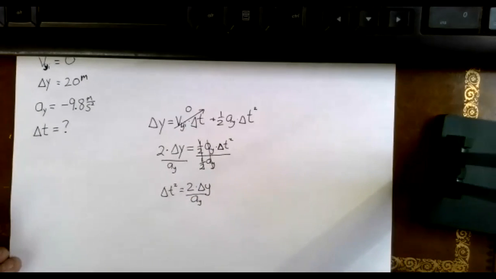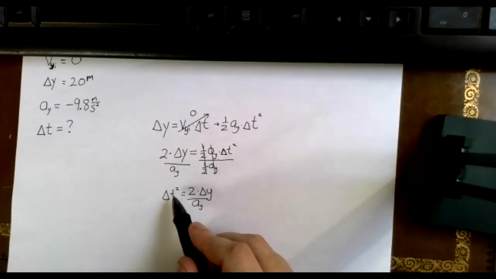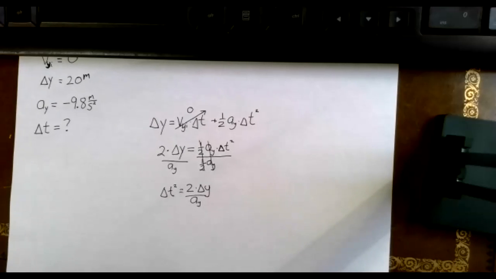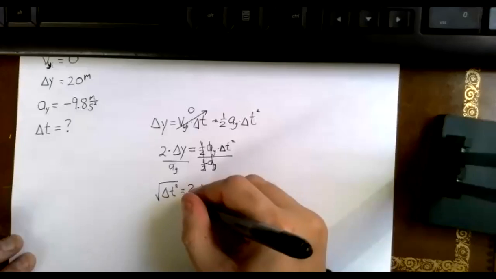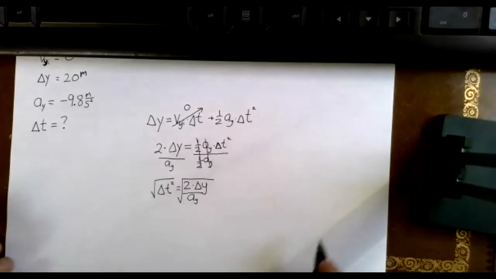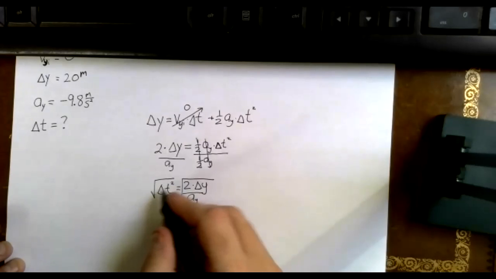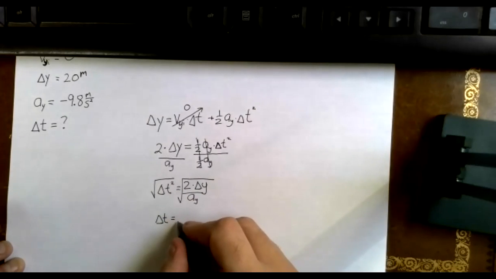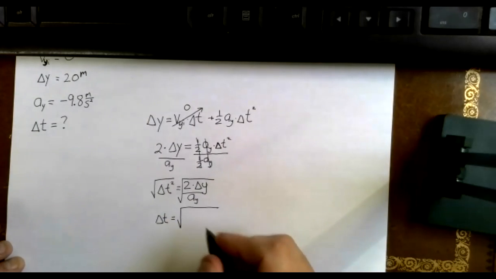And one last thing I need to do, remember, I'm not looking for delta t squared, I'm just looking for delta t. So what should I do to both sides of this equation so that I just have my time? We need to take the root of both sides. Yeah, exactly. The square root of both sides, right? If we take the square root of both sides, the square root of delta t squared is just delta t. And then I can plug in my numbers on this side.